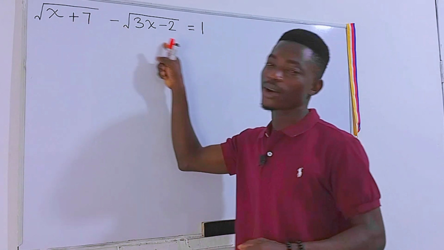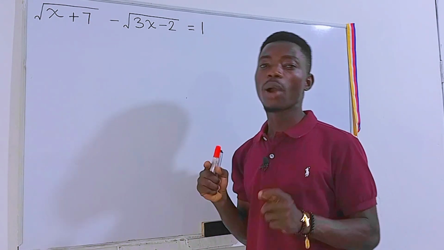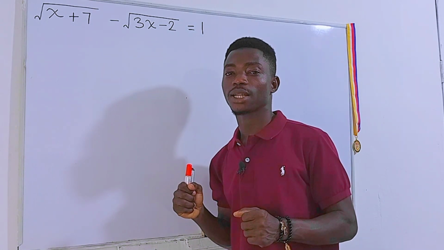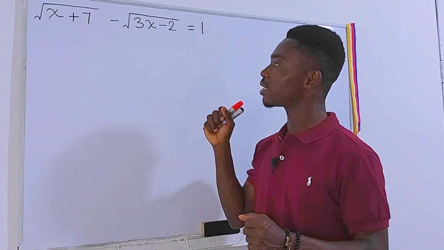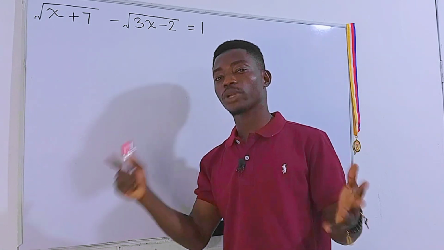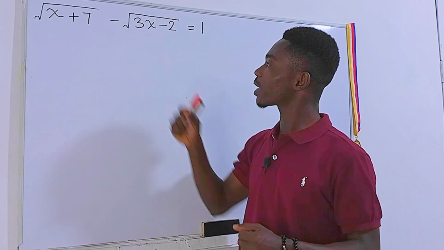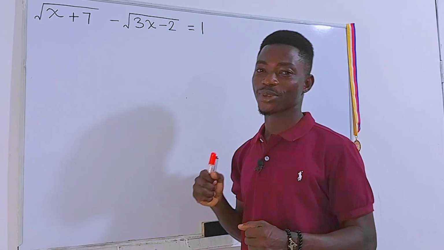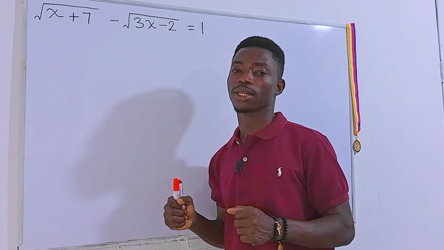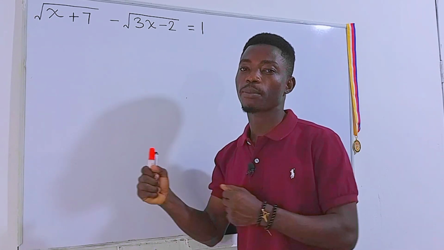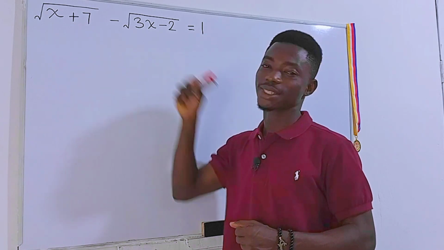This equation right here is a radical equation. And one good thing about radical equations is that sometimes you can just look at the question and tell the answer straight away. Even with this one, we can just look at it and tell the answer straight away. But I'm not going to do that. Instead, I'm going to show you step by step how to solve this equation.